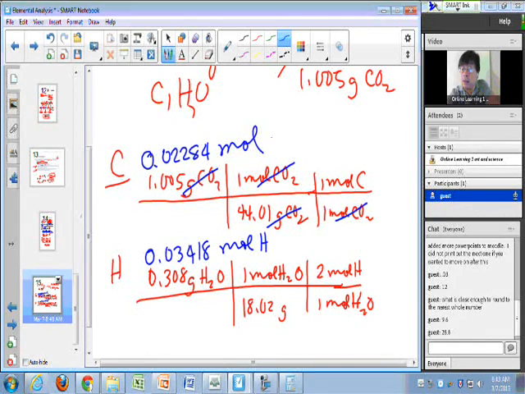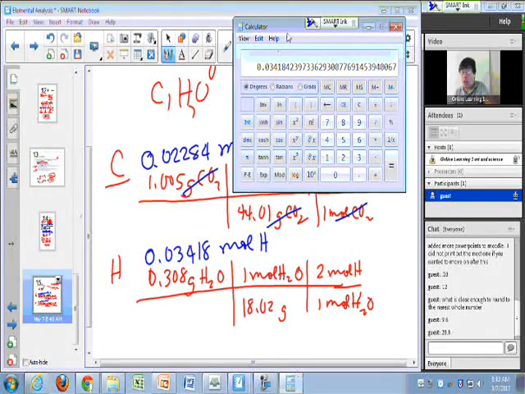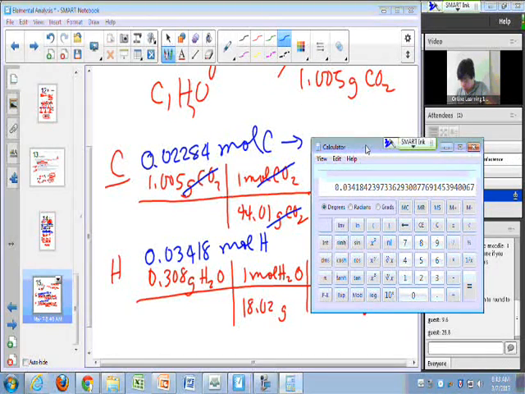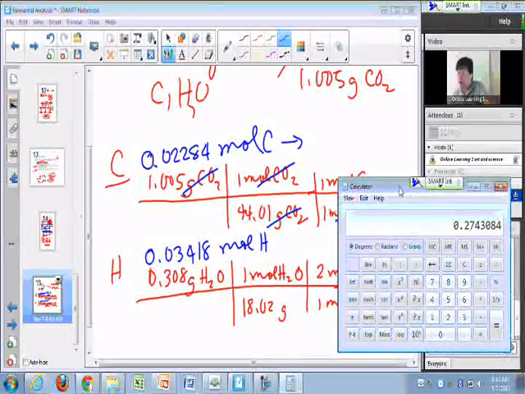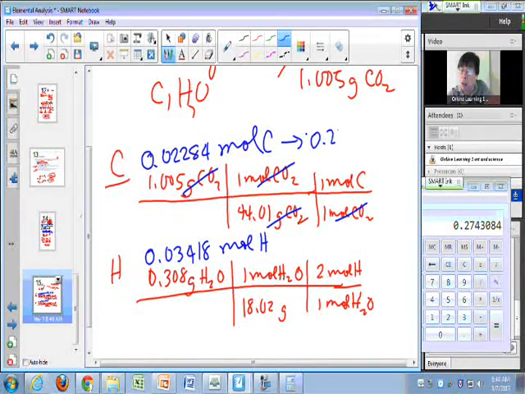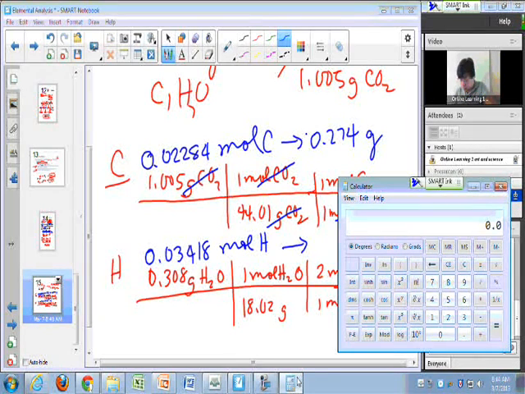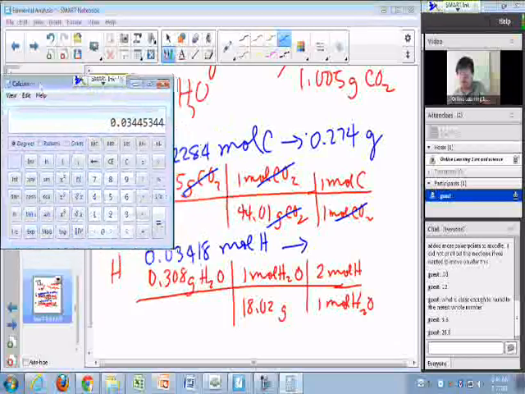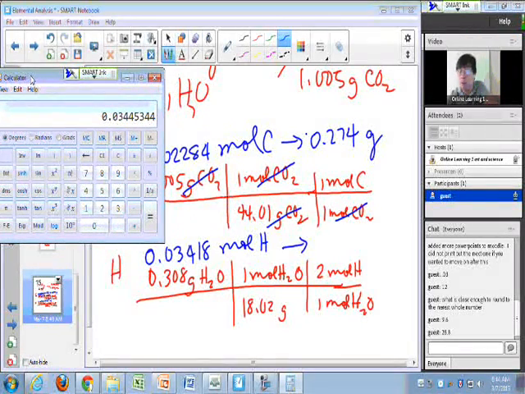This is carbon. Let's change that to grams. How do you change moles to grams? Multiply by the molar mass, right? So you have 0.02284 moles carbon times 12.01 grams per mole. That gives you 0.274 grams. And your hydrogen, let's change that to grams. 0.03418 times 1.008. That gives you 0.0345 grams.